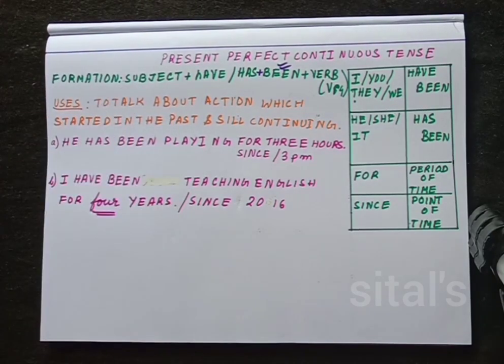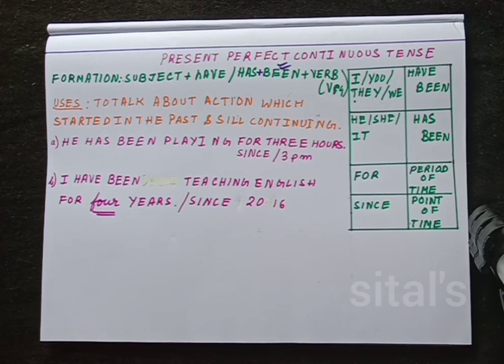It is used to talk about an action which started in the past and is still continuing. There is a stark difference between present continuous tense and present perfect continuous tense. In present continuous tense, we talk about an action that is going on at present, at the time of speaking. But we use the present perfect continuous tense to talk about an action which started in the past, but is still continuing.